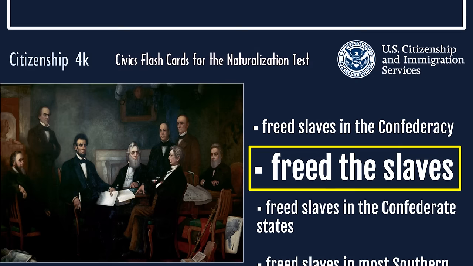What group of people was taken to America and sold as slaves? Africans.